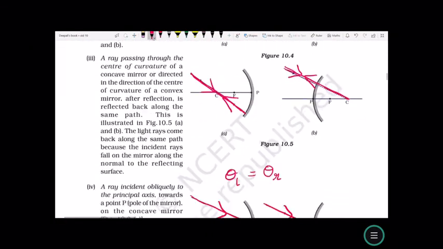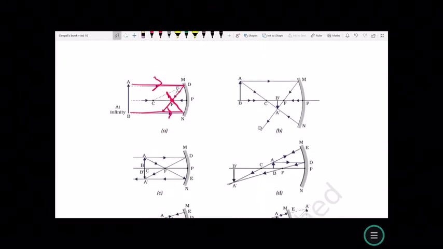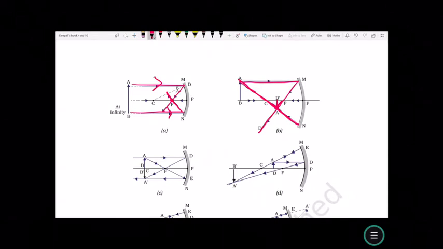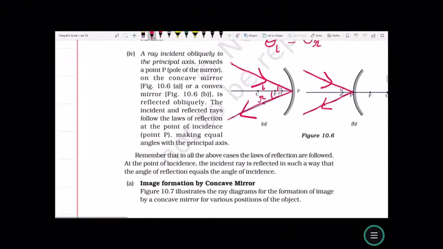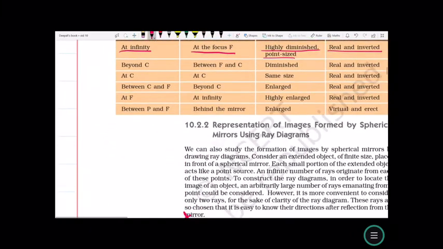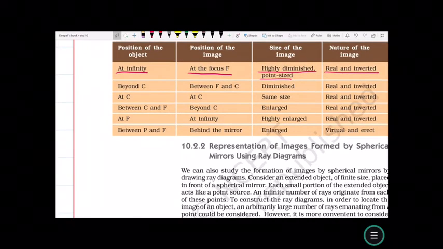We take the second case, that is when the object is kept beyond C. Again a parallel ray has to go through the focus after reflection. Passing through C, it has to go back on the same path. So you can see the point of intersection here and the image formed here. Now you can see the size of the image. First we need to see what type of image it is and what the position of the image is. So we can observe that for an object beyond C, the image is between C and F. It is diminished, smaller than the object, real and inverted.